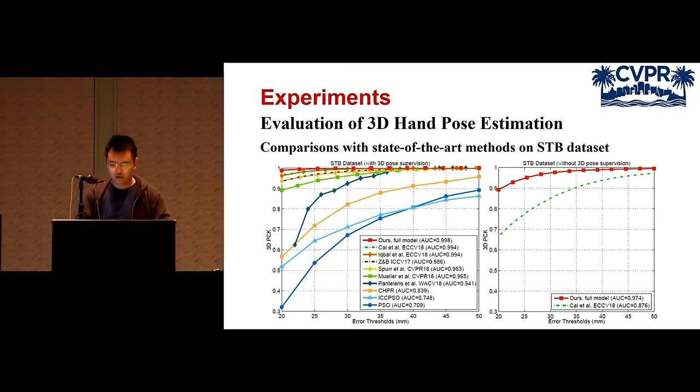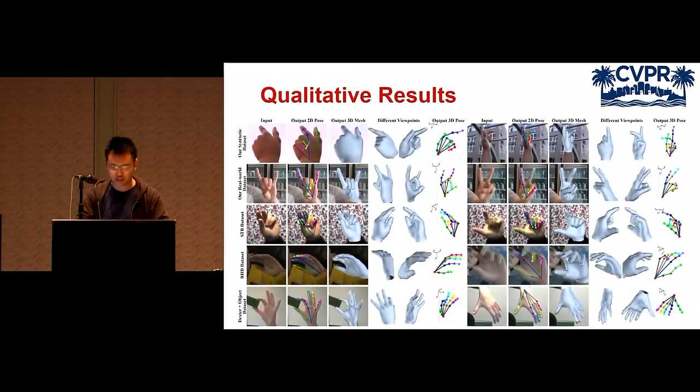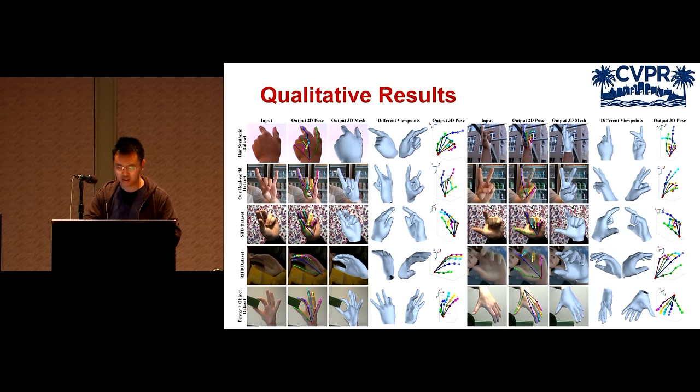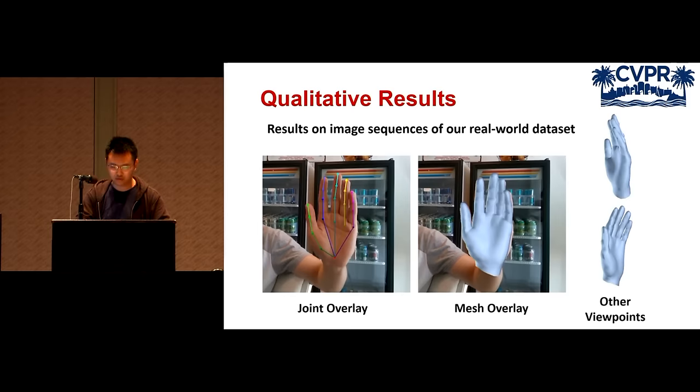We also compare our method with some state-of-the-art methods on two public datasets. Finally, we present some qualitative results of 3D hand mesh reconstruction and 3D hand pose estimation on our dataset and public datasets. This is a video for hand shape and pose estimation on continuous image sequences.